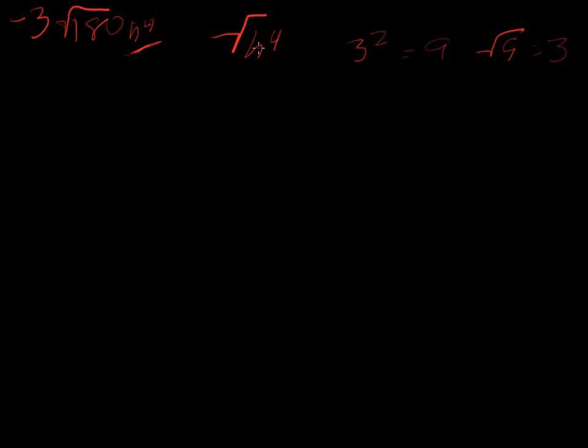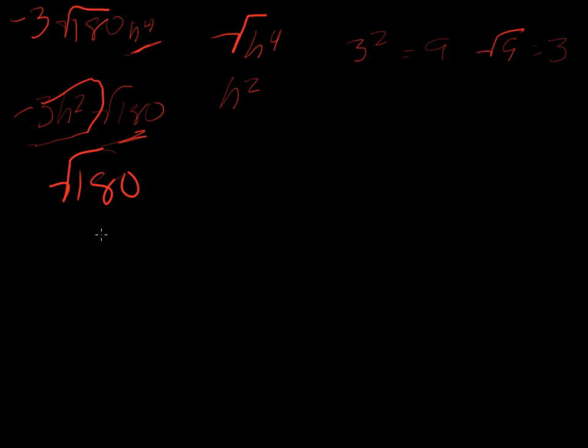With this one, since h is unknown, we have the square root of h to the 4th, which just gives us h to the 2nd power. So when we rewrite our equation, we have negative 3 h to the 2nd power times the square root of 180. Alright, we're going to put this to the side for a little bit and work on the square root of 180 right now.